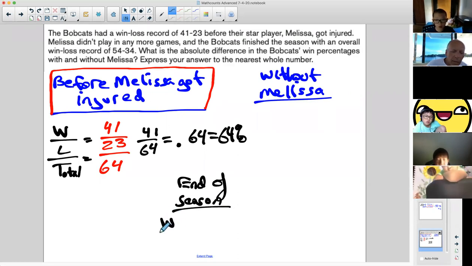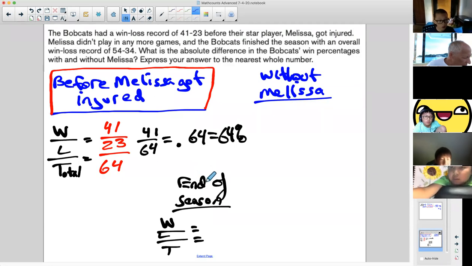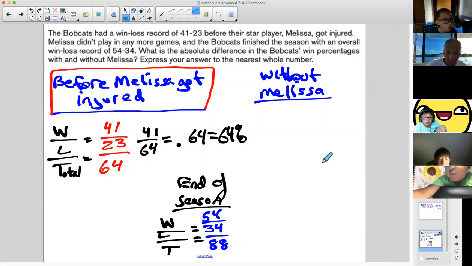What was the win-loss total? No, but what was it? It was 54 over 88. Over what? 88. 34 was the losses. Yeah, but why is it over 88? Because we're doing wins to total.